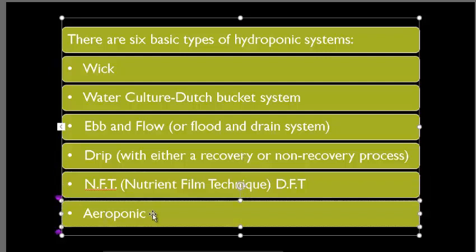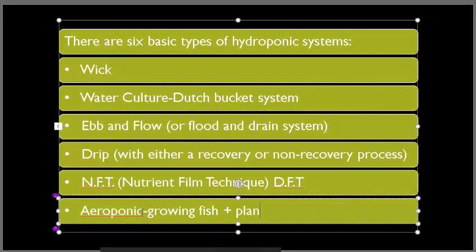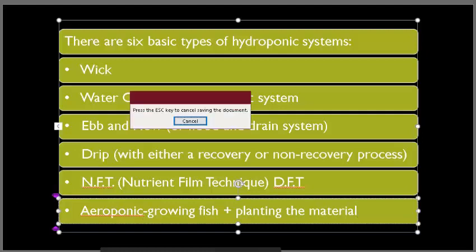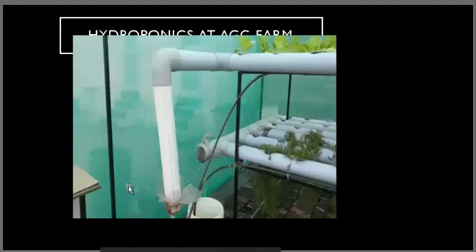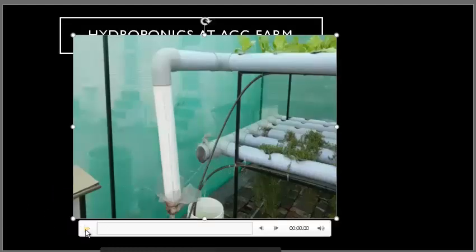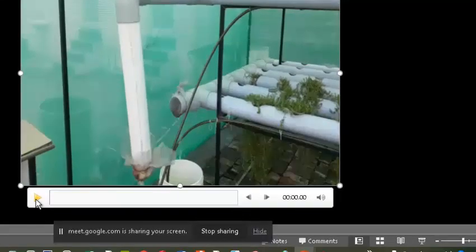And the most latest one is aeroponics. Aeroponics, what are we doing? We are growing fish in the tank plus planting the material. Okay, we are planting the material. So now I will show you one video, and after that it works, let me check the video. Then you will get an idea how it looks, how it works, and what the results are.